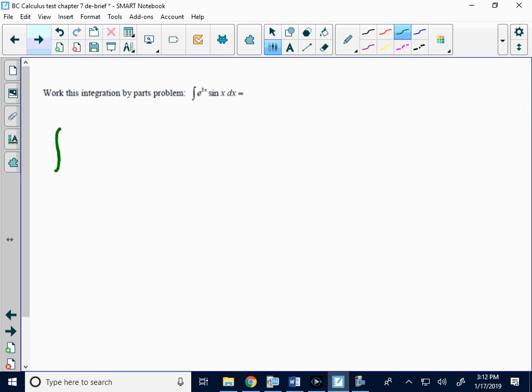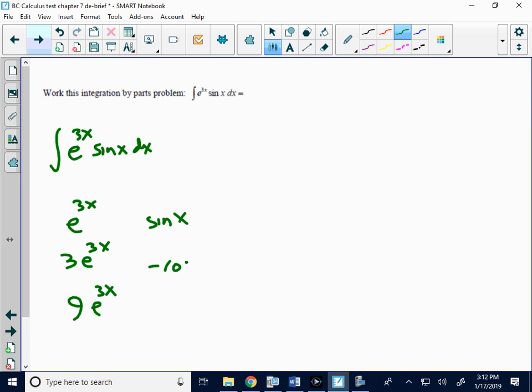So the integral of e to the 3x sine x dx. If we put the e to the 3x here, the derivative is 3e to the 3x, and the derivative of that is 9e to the 3x. We put the sine of x here, the antiderivative is negative cosine, and the antiderivative of that is negative sine. We append these little pluses and minuses, and then we multiply, right? And we integrate.